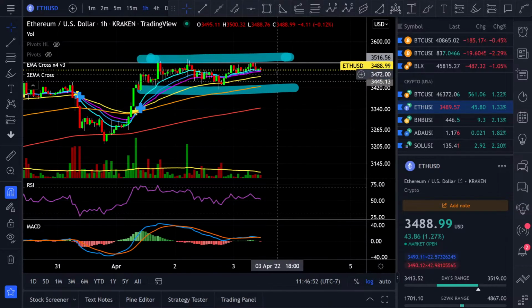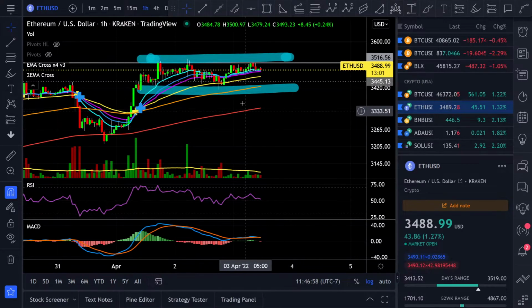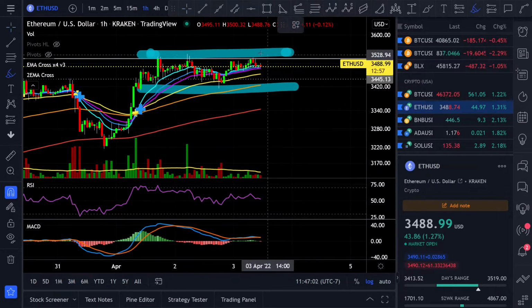So again, is Ethereum a low price right now, relatively? No, it's not. Is it a high price either? No, it's not. It's a little bit on the relatively high side here. So just watch out for that.